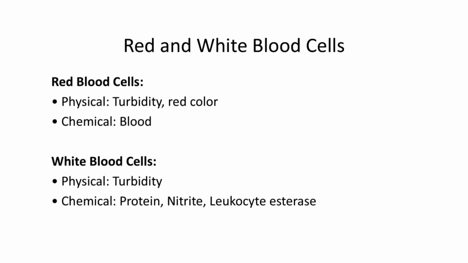Red blood cells in urine can be recognized physically by turbidity and a red color. Chemically, they correlate with the presence of blood. White blood cells add turbidity to urine as well, and their chemical correlations include protein, nitrite, and leukocyte esterase.